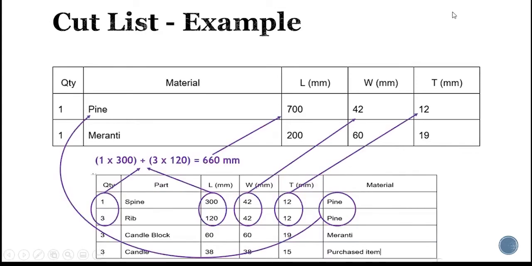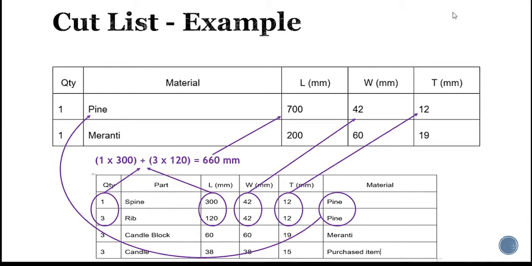Now I've also added on or put back here the parts list, and I've shown you how the parts list becomes the cut list for the pine. So what I have is one spine at 300 and 3 pieces, the 3 ribs at 120 millimeters. When I multiply and add those together, I get a total length of 660 millimeters, and that becomes the length. I'm going to add a little bit more for wastage. I'm going to ask for 700 millimeters. You can see the material is pine and where that comes from on the parts list. You can see the characteristic width and thickness where they come from, and they go onto the cut list.